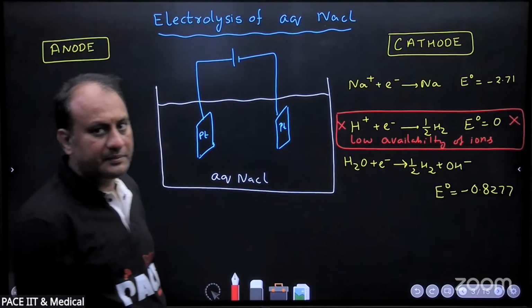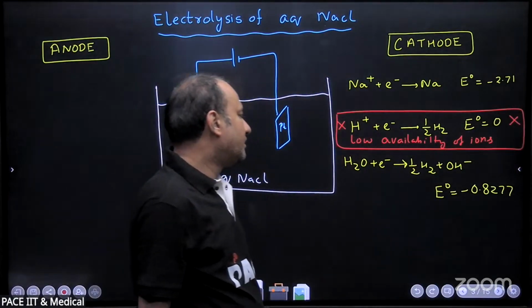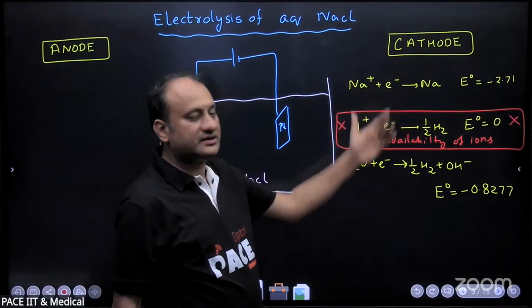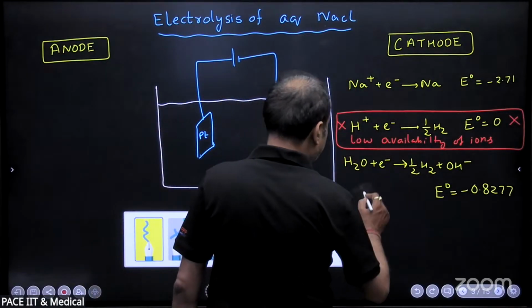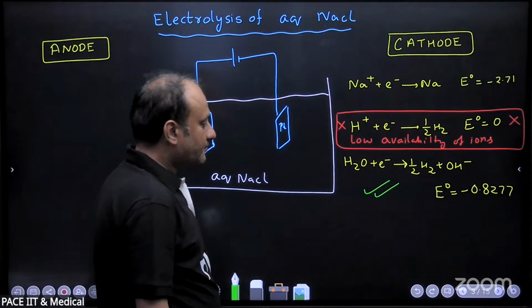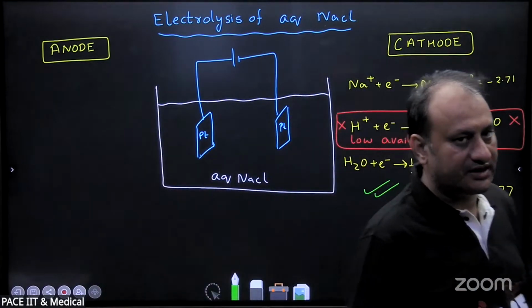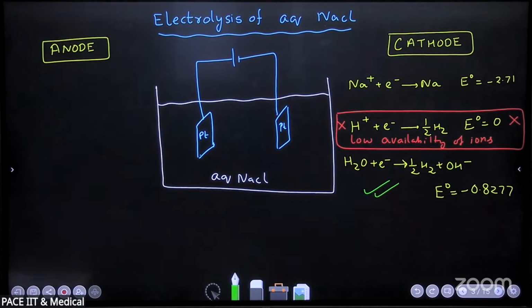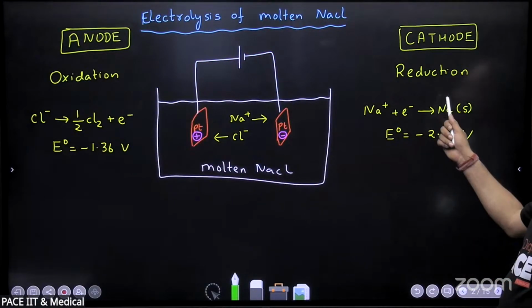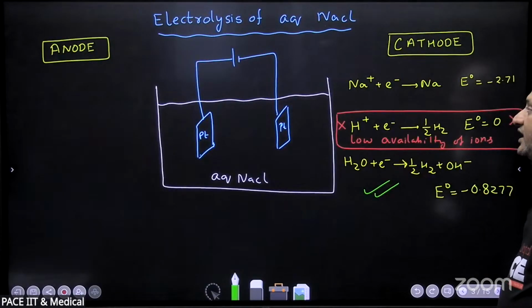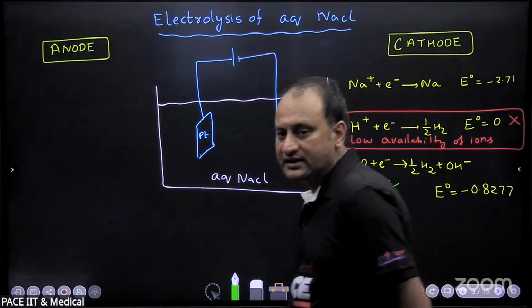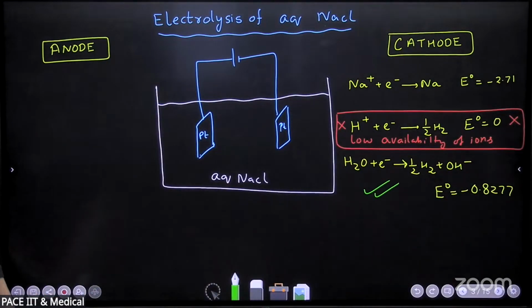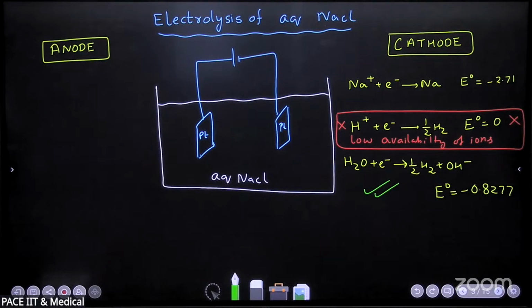So now out of the remaining two, that is first and third, we can see clearly E naught of this is much greater than this, and hence this will get a preference over the first reaction. So now you can see the difference. When we were doing electrolysis of molten NaCl, at cathode the product was solid sodium. But if we are doing electrolysis of aqueous NaCl, then at cathode the product is hydrogen gas and OH minus ions.